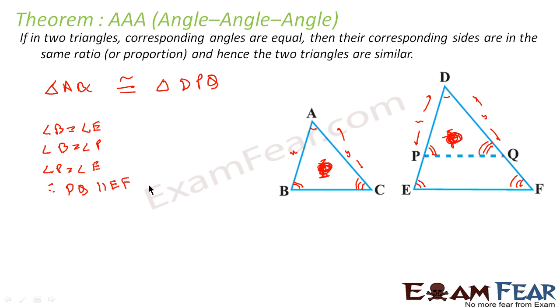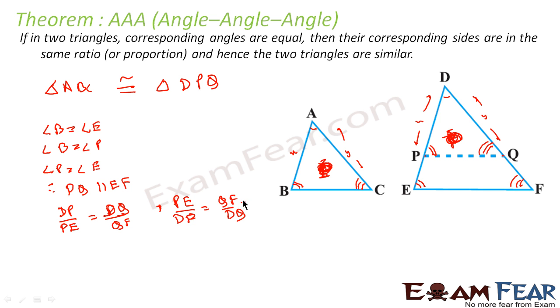If PQ is parallel to EF, now using the parallel line theorem, I can say that dP by PE is equal to dQ by QF. Right? Or I can say, just taking the reciprocal, PE by dP is equal to QF by dQ.